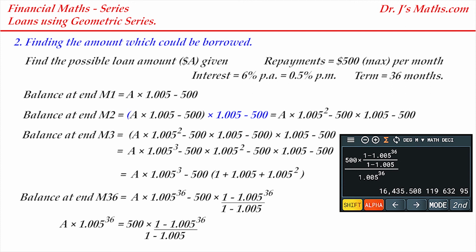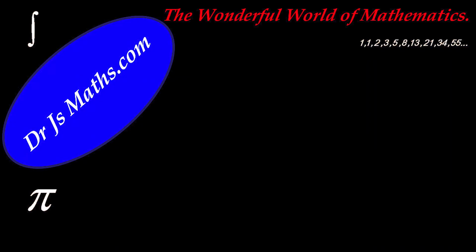Stick it in your calculator. There's my calculator, and I find out that she can, to the nearest $10, Grace can borrow $16,440. So yeah, Grace can do what she wants, which is great news for her. There are our first two loan situations.